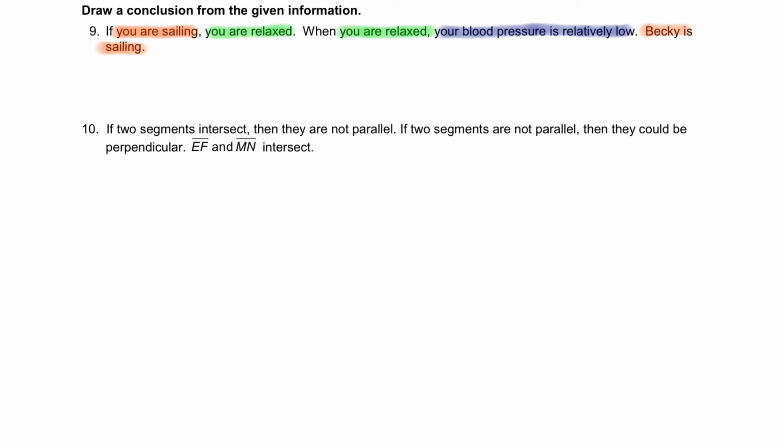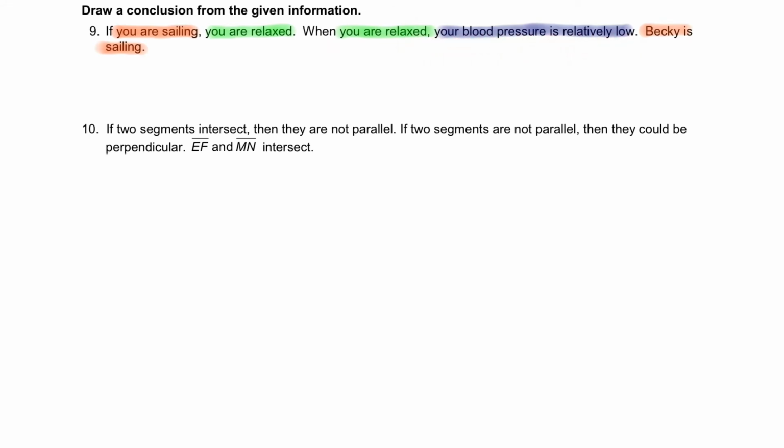Now, if you read this, you can see that the if and the thens are kind of missing on here, but I'm going to read it with them so you can see or at least hear what the structure is. So the first statement here is right here. It says, if you are sailing, then you are relaxed. The second statement is, if you are relaxed, then your blood pressure is relatively low.